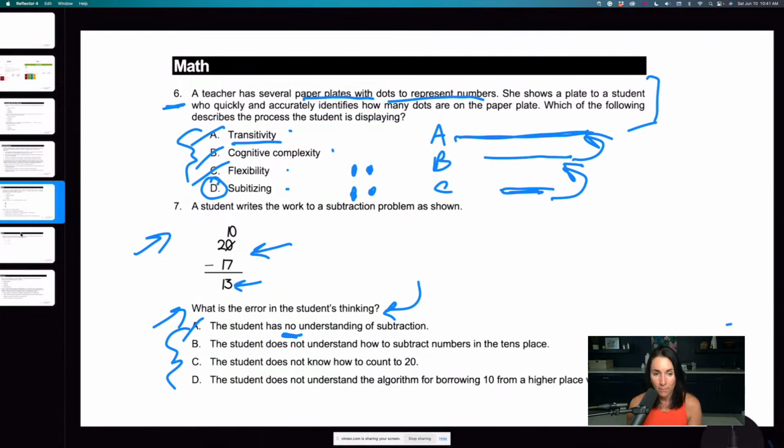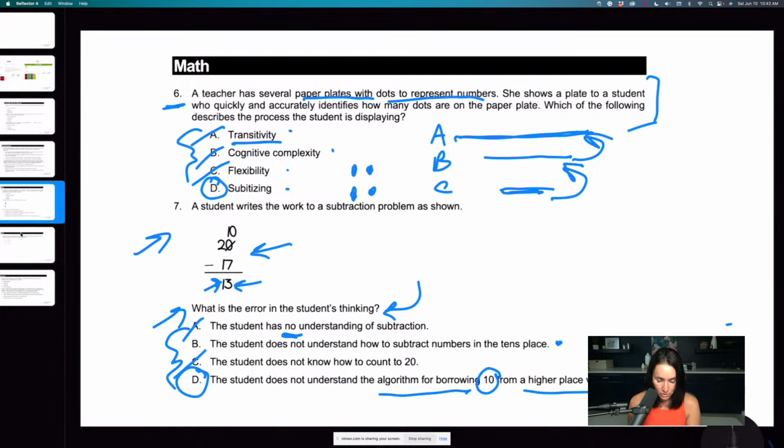She didn't borrow properly. But 2 minus 1 is 1 here, if that were the correct way of doing it, and it's not. I'm going to keep it just in case because they did mess up the tens column, but the student does know how to subtract from the tens column. C, the student does not know how to count to 20, unrelated, doesn't make sense there. And D, the student does not understand the algorithm of borrowing 10 from a higher place value. And that's exactly where the student made the mistake.